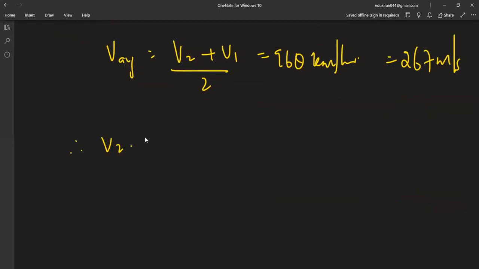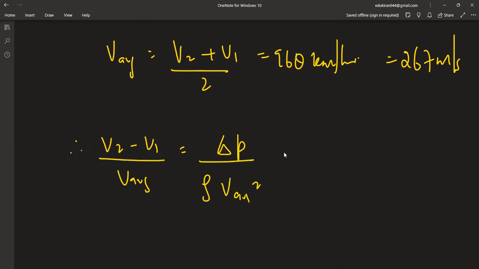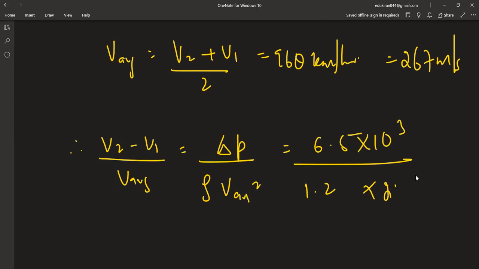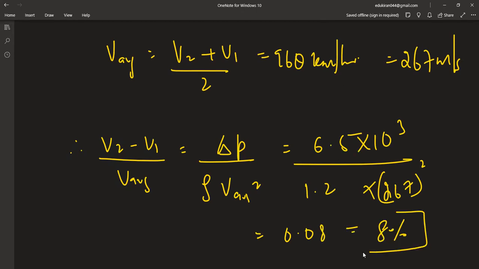So when we are calculating the percentage change, therefore this (V2 minus V1) by V average is equal to change in pressure by density into V average whole square. This is equal to 6.5 into 10 to the power 3, density is 1.2, V average is 267 whole square. Answer will be 0.08, which you can write as 8%. So 8% will be the final answer. Note down the solution.